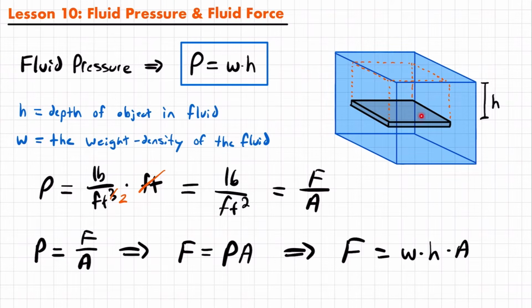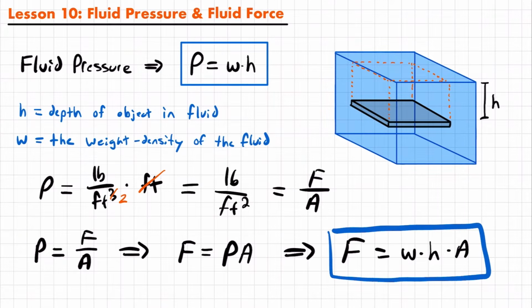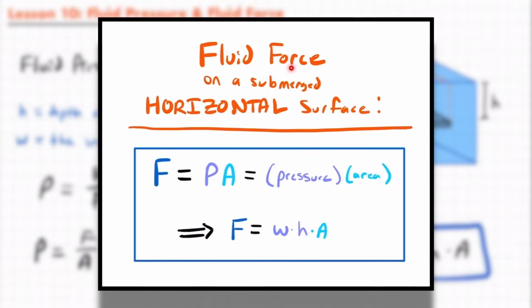For a horizontal surface, where that whole surface area is located at one specific depth, this is the formula that we can use to calculate the fluid force on that horizontal surface. To summarize, the fluid force on a submerged horizontal surface is this formula right here. The force is equal to the pressure times the area, and another way to write that is the weight density of the fluid times the depth of the horizontal surface in the fluid times the area of that surface. Let's take a look at an example problem where we can calculate the fluid force on a horizontal surface.